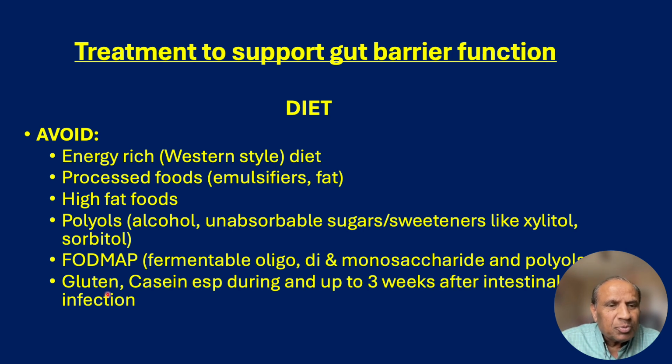Avoid certain proteins like gluten and casein, especially during and up to 3 weeks after any intestinal infection. During the time of intestinal infection, there is anyway increased intestinal permeability, which may be transient, but during that time, if gluten or casein is consumed, it may pass through the tight junctions secondary to increased intestinal permeability and start an autoimmune disorder or at least some kind of chronic inflammation.